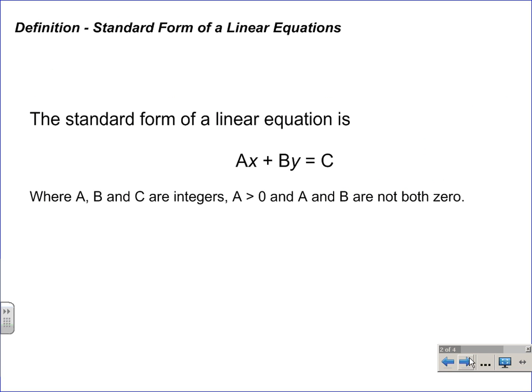Let's review the definition of the standard form of a linear equation. The standard form of a linear equation is ax plus by is equal to c, where a, b, and c are integers. A has to be greater than 0, and a and b are not both 0, meaning this coefficient a right here has to be a positive integer or a natural number. B can be negative, and that's usually indicated by using a subtraction sign here, and our constant term has to be an integer. So we're going to see how that comes into play in a little bit.